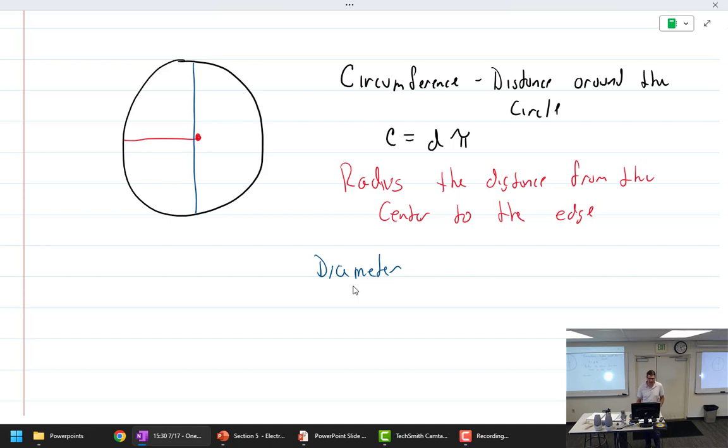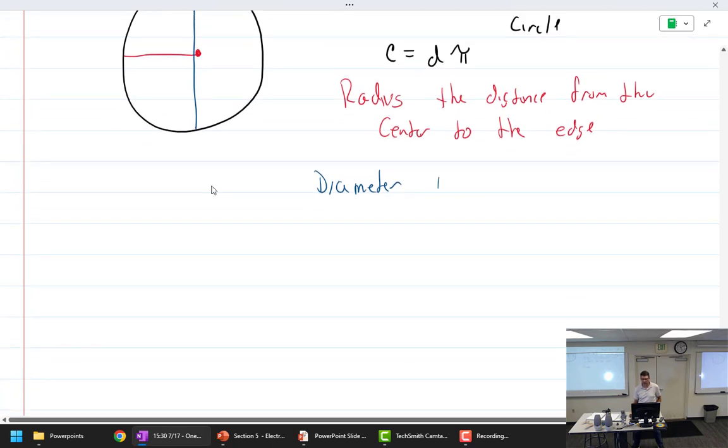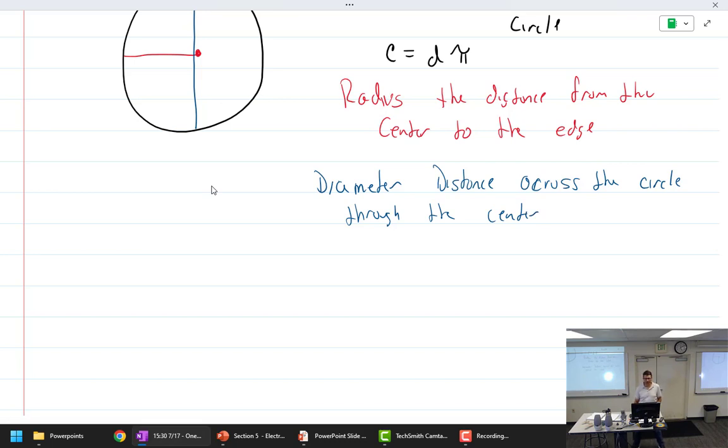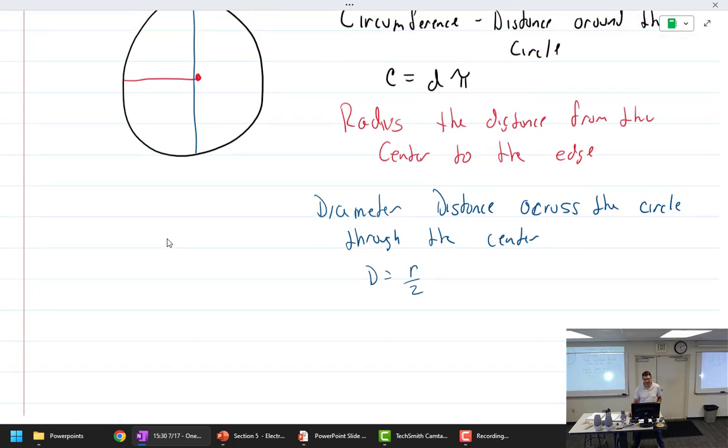The diameter is the distance across the circle, through the center. Across the circle through the center. Well, obviously the radius is just half of the diameter.